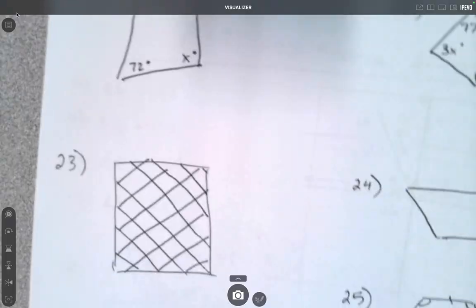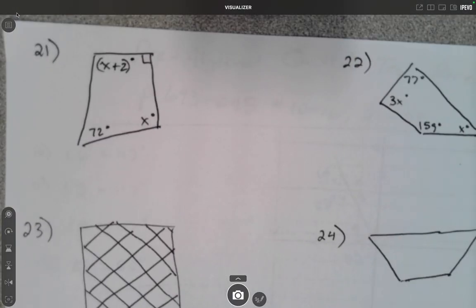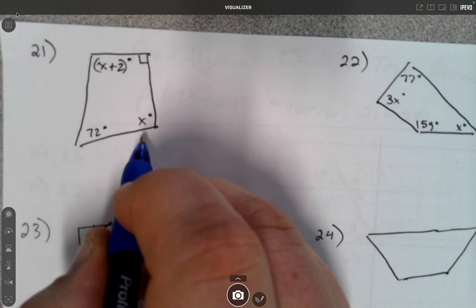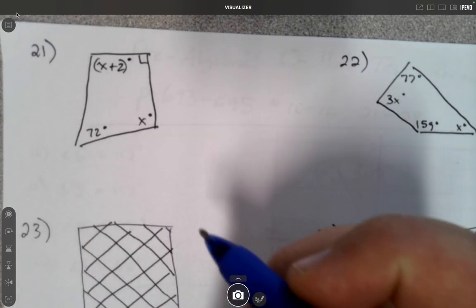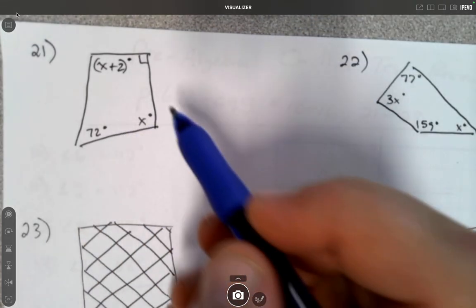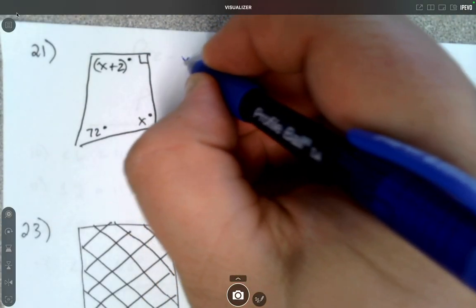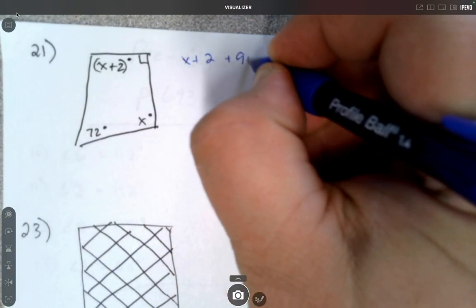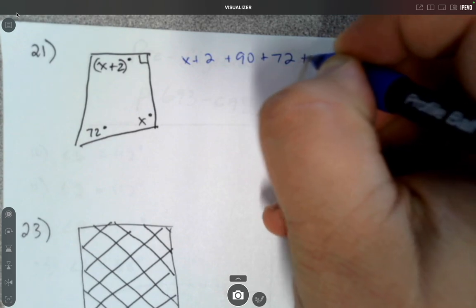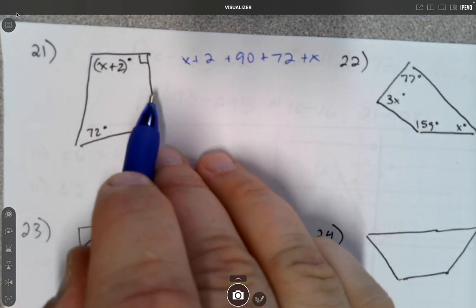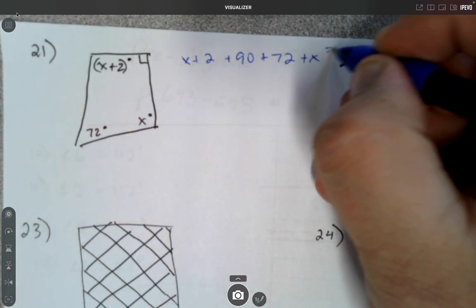Now let's switch gears to number 21 through 28. They're wanting us to solve for x, make sure you read the directions, solve for x, then find the missing angle measures. So I do need to figure out what x is equal to, but then I need to plug x in here to figure out what these angles equal. With a quadrilateral, we know they all add up to 360. You can put these in any order you want, but you need to add all these up and set them equal to 360.